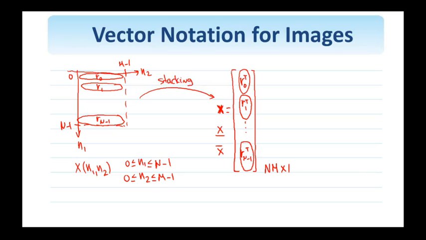And if the stacking is as shown here, I stack by rows, then it's also referred to as lexicographic ordering. So it should be clear from now on that this functional representation, x as a function of n1 and n2, and this vector representation can mean the same thing in what follows.